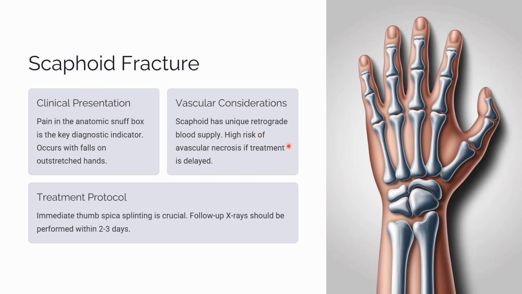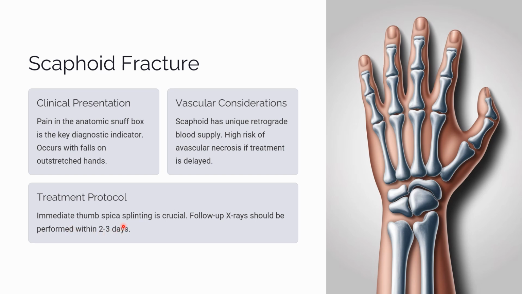If we overlook it because the patient is not having any displacement in the X-rays, and we miss the scaphoid fracture, then it will result in a high risk of avascular necrosis if the treatment is delayed. So if we find pain in the anatomic snuff box, even if the X-ray is normal, we have to proceed with the treatment. So the treatment is simple.